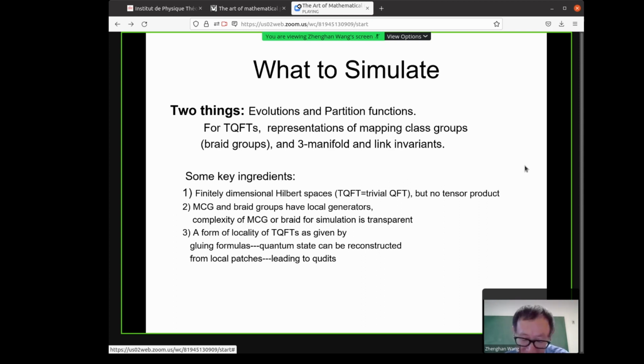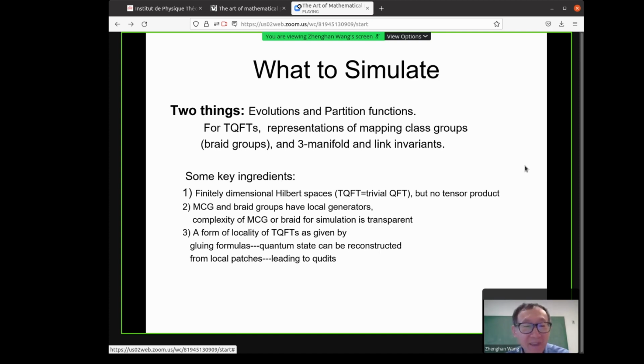As I said, the thing which I know really well are topological quantum field theories. So I will tell you the story about topological quantum field theories, and then use that to motivate conformal field theories. In topological quantum field theories, the evolutions are given by representations of mapping class groups. In particular, I want to focus on the braid groups. For the partition functions, there are three-manifold invariants, and in particular, I will focus on the link invariants.